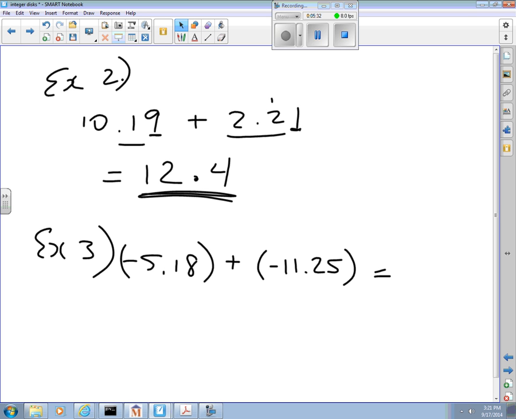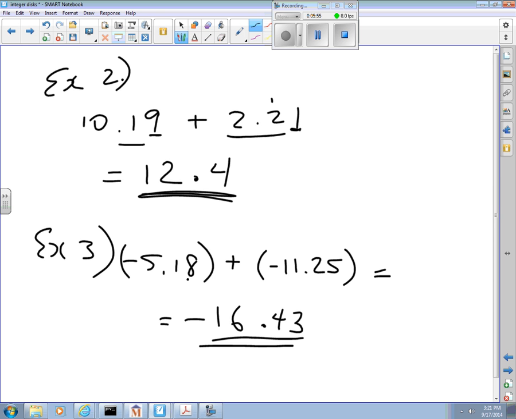Well, again, since I'm adding negatives to negatives, I'm going to get a negative answer. And I can just add these numbers together. Let's see if I can do this one without a column. 18 and 25. 30, 40. Is that 43? I think it is. And 11 and 5, 16.